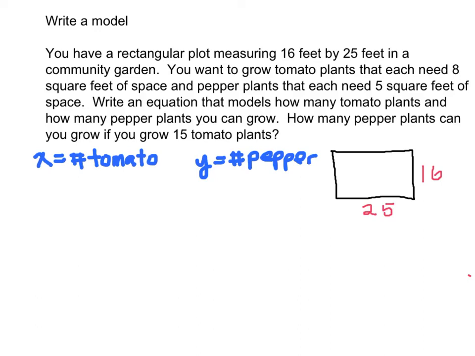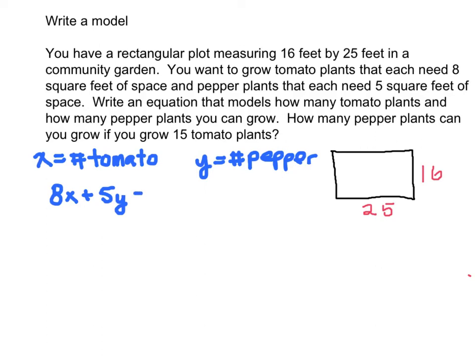Since each tomato plant requires 8 square feet, the amount of space I'm going to need for tomato plants would be 8 times the number of tomatoes, right? And so 8 times x. And since each pepper plant requires 5 square feet, the amount of space I need for pepper plants will be 5y. And if I add those two areas together, that's how much area I need for my community garden filled with tomato plants and pepper plants.